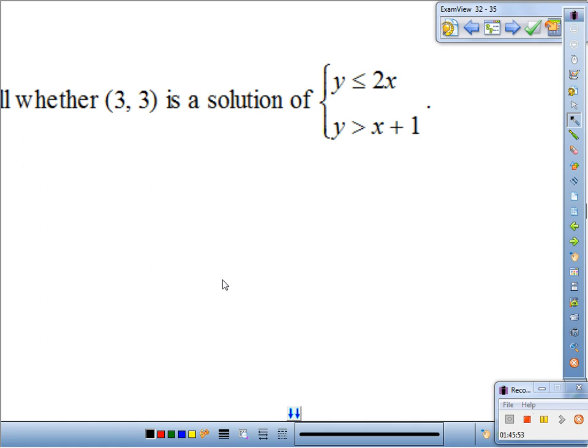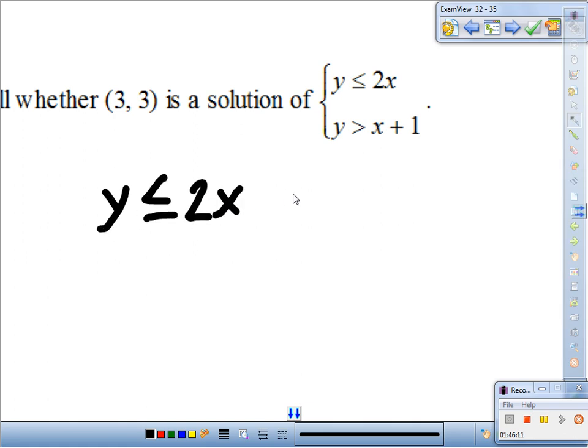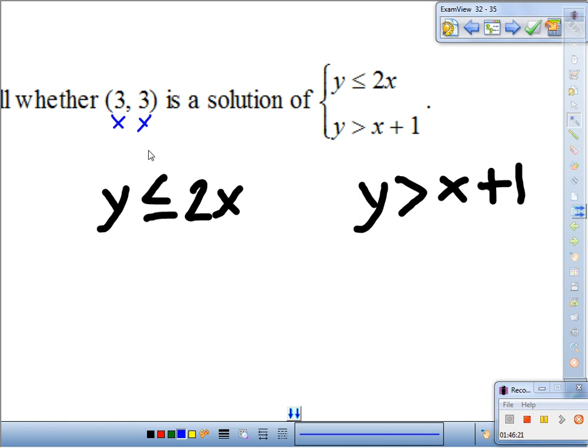One word, Danny. Substitute. So you get one inequality, y is less than or equal to 2x, and the other one, y is greater than x plus 1. And we're going to substitute the values for x and for y into each of these, yes? So x is 3 and y is 3.